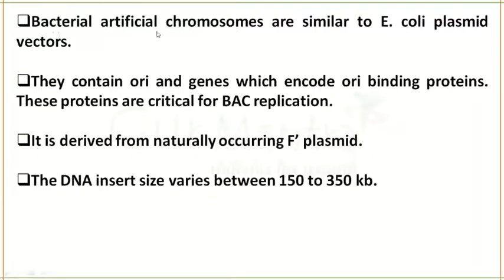So bacterial artificial chromosomes are similar to E. coli plasmid vectors. They contain an origin of replication and genes which encode origin of replication binding proteins. So these proteins are very important for BAC replication. Okay, it is derived from the naturally occurring F plasmid. Very important point. Note this down.